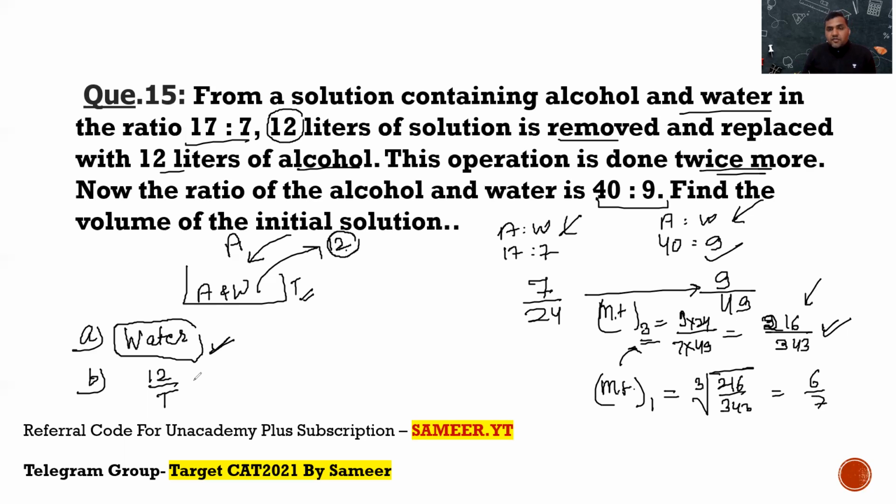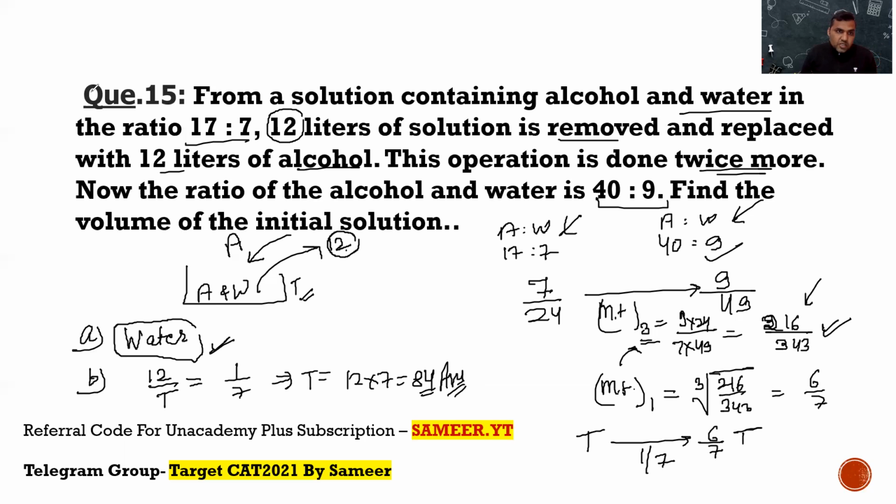That means the water part is becoming 6 by 7 of itself in one operation. That means it is getting reduced by 1 by 7. So this fraction is 1 by 7. So 12 is 1 by 7 of the total, so the total will be equal to 12 into 7. That is 84, which is the answer of the question.